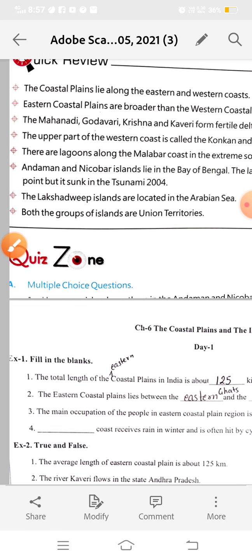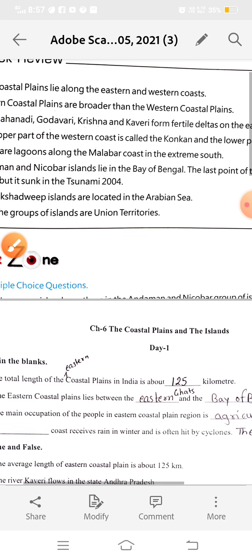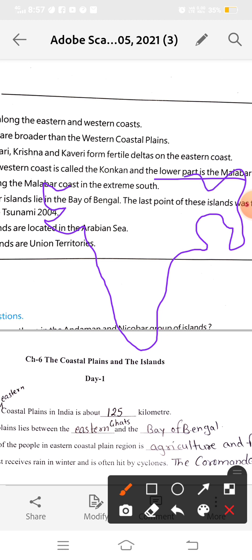Now next, you learned that the upper part of the western coast is called the Konkan coast, and the bottom or lower part is the Malabar coast. But I told you it is divided into three parts. The northern part is called the Gujarat coast. This is our India. So on the western coast, this part is called the Gujarat coast, this is called the Konkan coast, and this is called the Malabar coast.